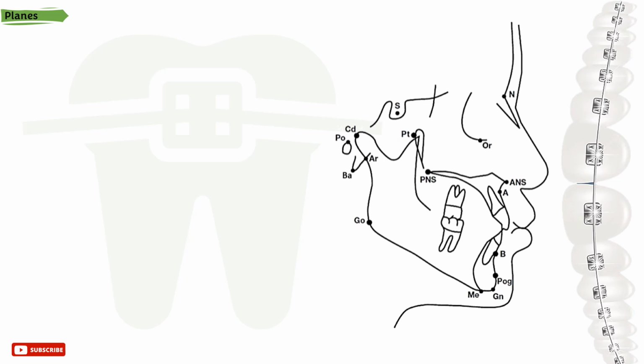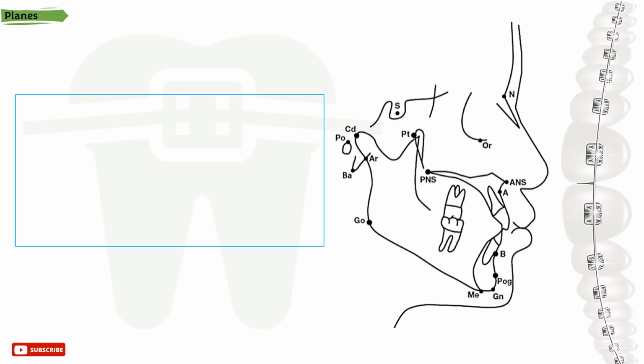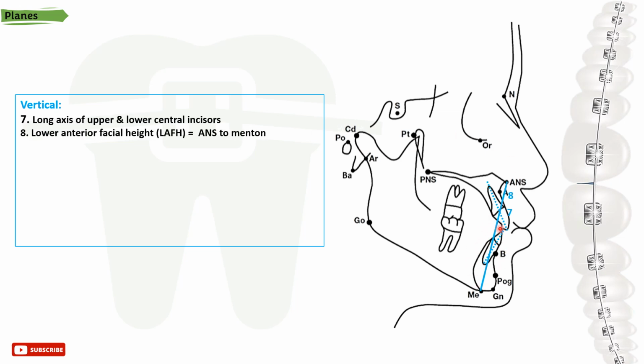Now to the vertical planes. Starting with the long axis of the upper and lower central incisors. Each of them can be easily drawn by connecting the two points you have pointed before, the one at the apex and the other on the incisal edge of each one. The lower anterior facial height extends from the anterior nasal spine to menton.